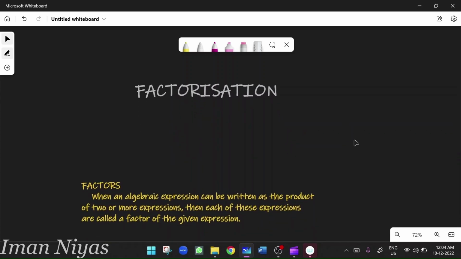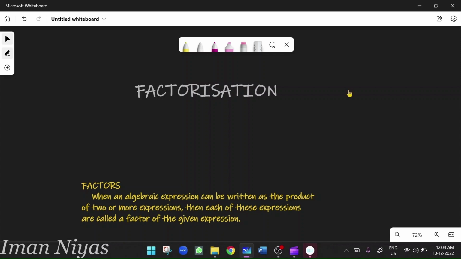When we talk about factors in an algebraic expression, you can say that when an algebraic expression can be written as the product of two or more expressions, then each of these expressions is called a factor of the given expression. What does it mean? Let's talk about numbers first.